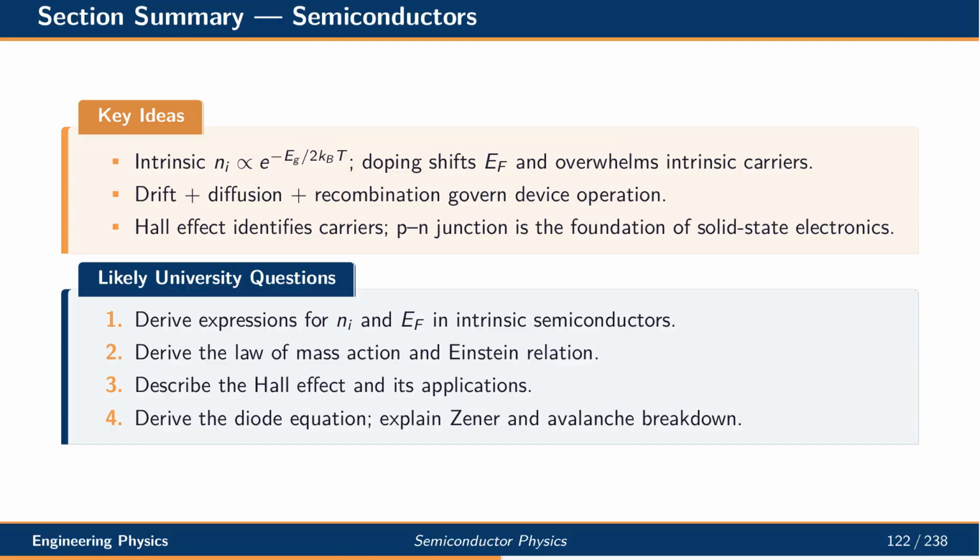Let us summarize this section. Intrinsic carrier density depends exponentially on the band gap. Doping shifts the Fermi level and dramatically increases carrier density. Drift, diffusion, and recombination together govern device operation. The Hall effect identifies the carrier type, and the p-n junction forms the foundation of solid-state electronics. Common exam questions include deriving expressions for intrinsic carrier density and Fermi level, the law of mass action, the Einstein relation, and the Hall effect.